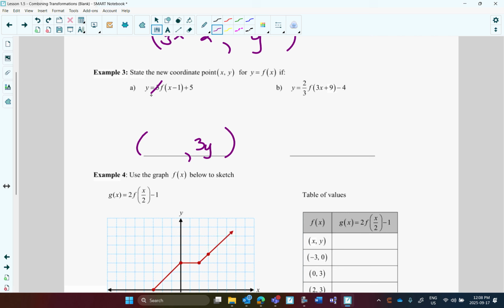What's this going to do? It's going to shift 1 to the right, which means X plus 1, because if it's going to the right, that's moving in the positive direction. Okay, that takes care of that. And finally, Y: we're going to add 5 to what already is there, 3Y. Next one.